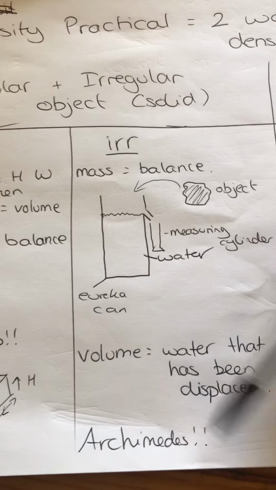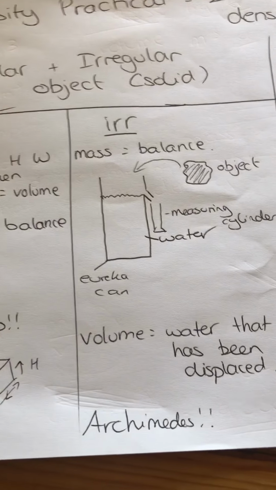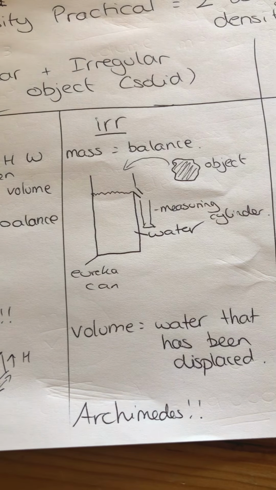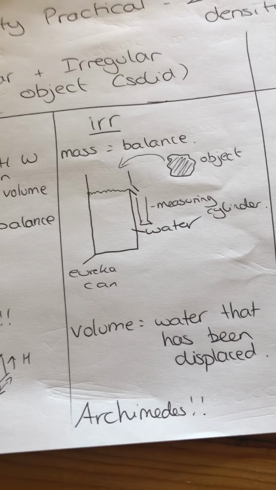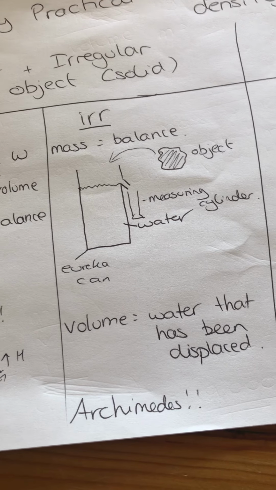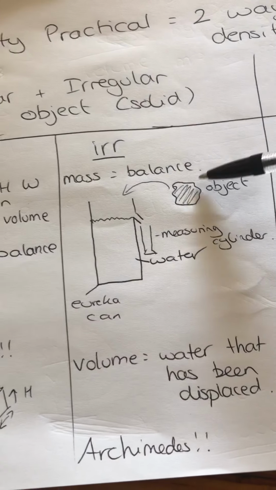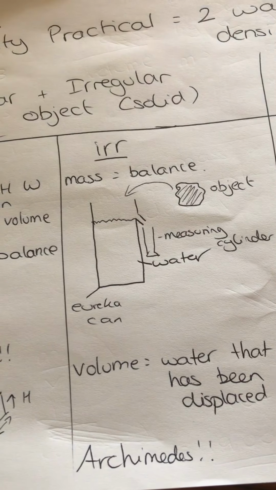Now I've put Archimedes at the bottom here because this can is called a Eureka can. And Archimedes, and hopefully you know that little Greek legend of Archimedes running naked through the streets of Athens screaming Eureka because he'd figured out how to work out the volume of an irregular shaped object. And this is how we do it. You get the mass of your object by sticking it on a balance. That's nice and easy. It always starts the same way.